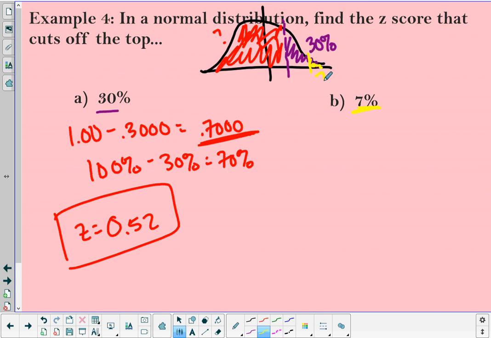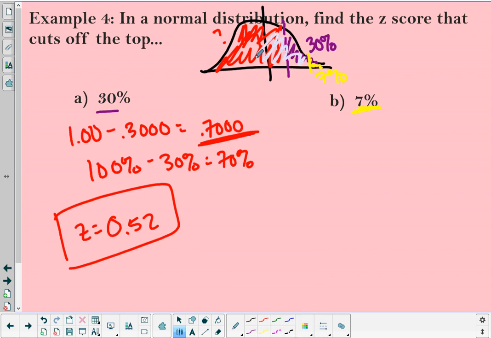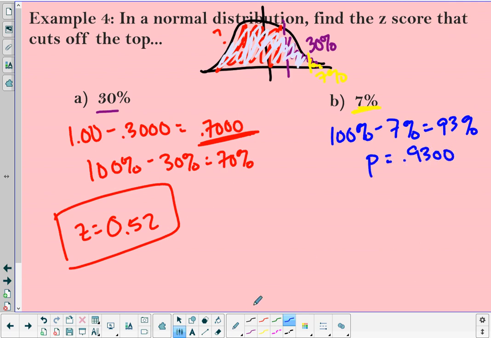If I look at what's the z-score associated with the top 7%, this is a tiny little guy up here, 7% there, which means what's all of this stuff down here? Everything except that top 7%. So I take 100%, subtract the 7%, and I get 93%. Or in other words, my probability needs to be 0.9300. So you find the z that's closely associated to 0.9300, and you have 1.48.